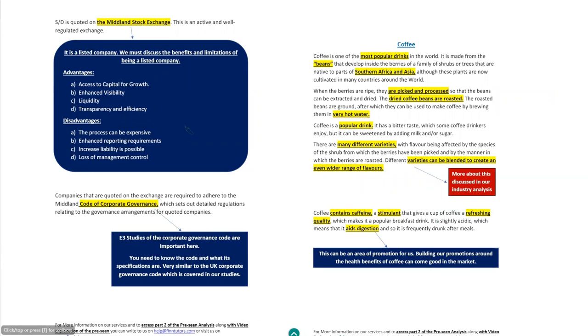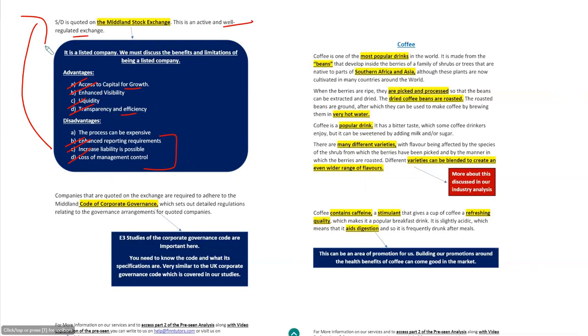Now, SD is quoted on the stock exchange. They tell you that it's a quoted company, which means it's listed on the stock exchange. The advantages remain the same. It gives you access, good capital growth, enhanced visibility, liquidity, transparency, and efficiency. Whereas the disadvantages will be, as it says over here, it's well-regulated: corporate regulations, government scrutiny, loss of control, increased liability, enhanced reporting requirements. So these are the points which will affect SD because it's a quoted company.